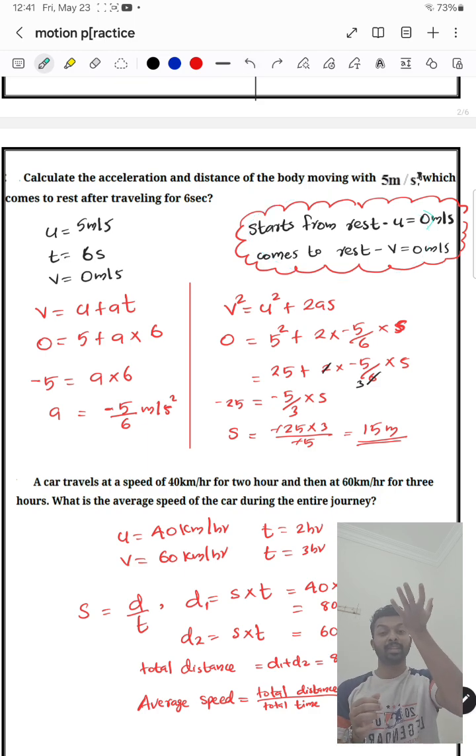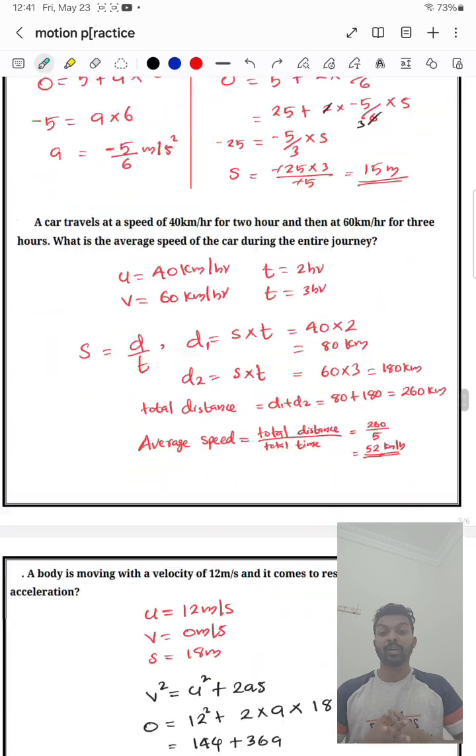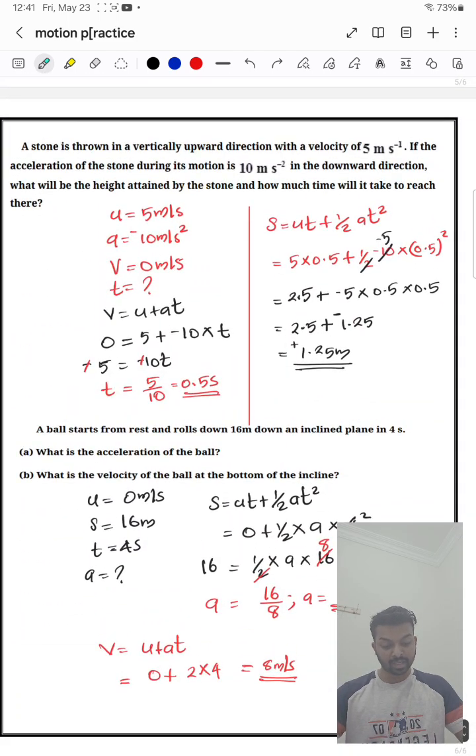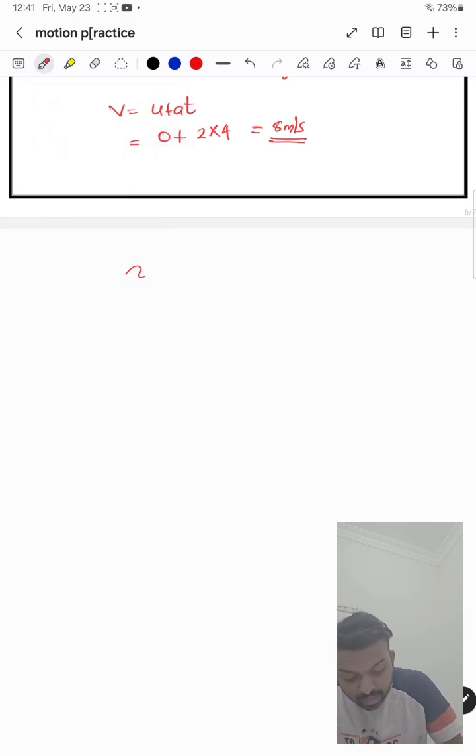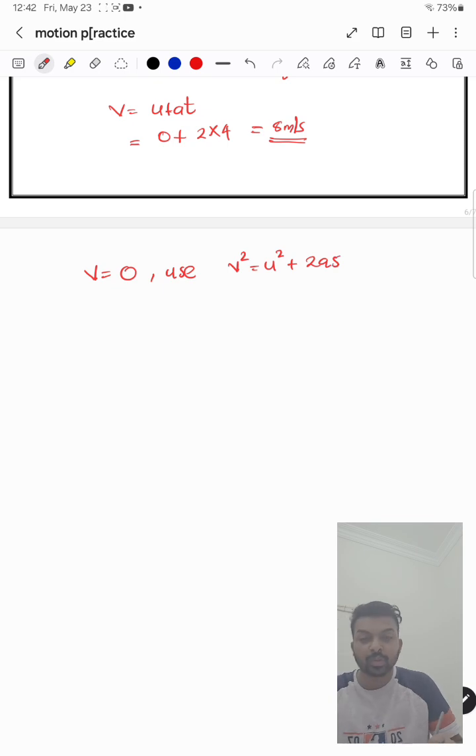Then there are certain things you have to understand. If you are throwing something, at maximum height, velocity is equal to 0. Clear? And I have certain equations to tell you. If you are talking about final velocity, if an object comes to rest, final velocity is equal to 0, use the equation v square is equal to u square plus 2as.